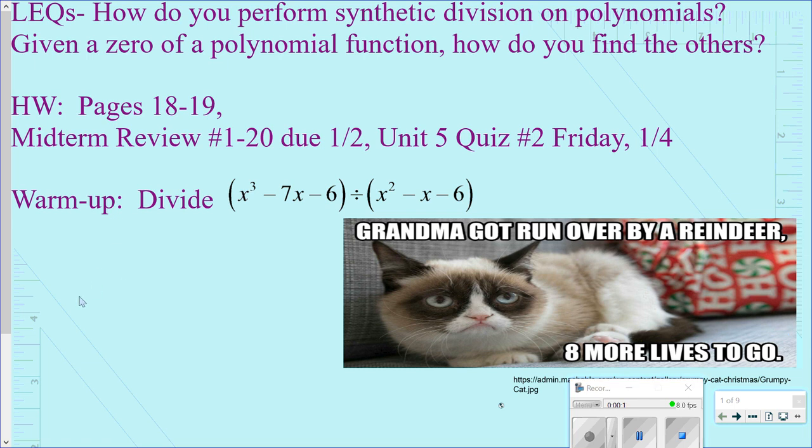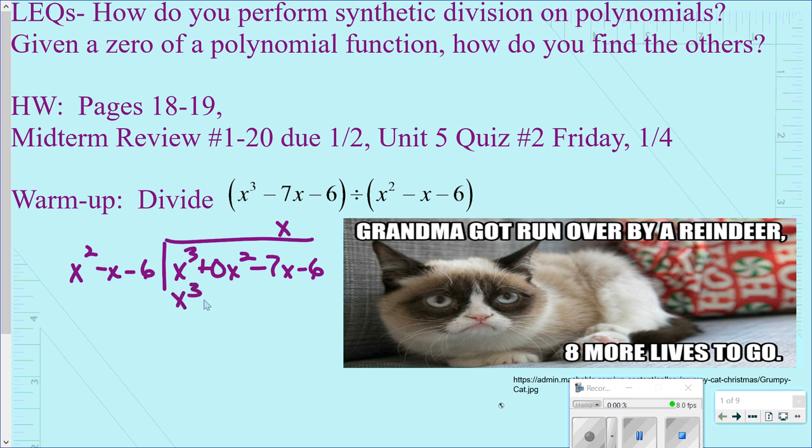So we are dividing x cubed minus 7x minus 6. I'm going to go ahead and put a 0 in for the x squared. And we're dividing that by x squared minus x minus 6. So x squared goes into x cubed x times. x times x squared is x cubed, x times negative x is negative x squared, and x times negative 6 is negative 6x.